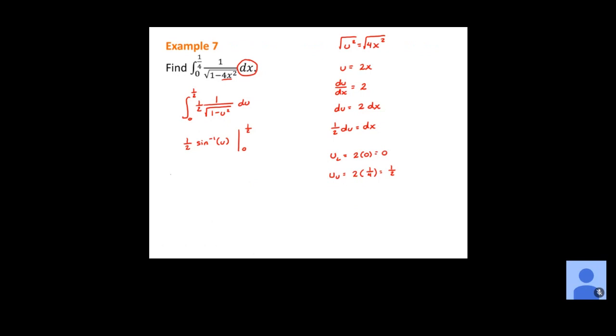Now we can substitute, right? So we're going to have 1/2 arc sine of 1/2 minus 1/2 the arc sine of 0. Now, these are specific values. We can actually calculate all of them. Okay, so what is this going to give us? Let's look at the first term. We have 1/2 times, what's the arc sine of 1/2?